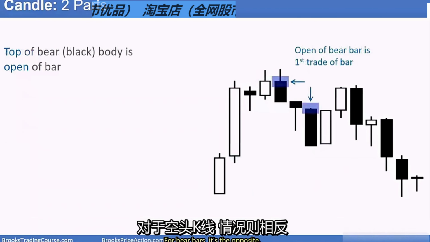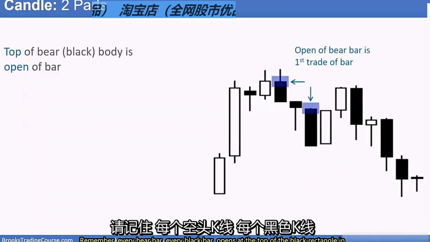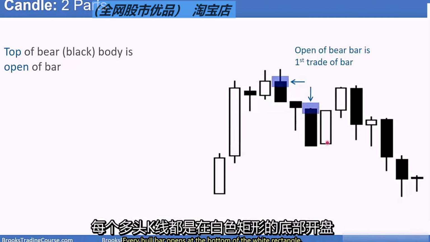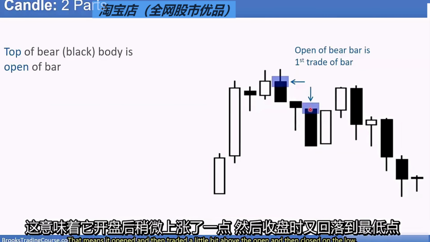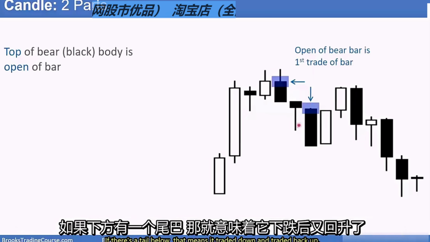For bear bars, it's the opposite. Remember, every bear bar, every black bar, opens at the top of the black rectangle, in contrast to a bull bar, where every bull bar opens at the bottom of the white rectangle. Here, there's only a very tiny tail on top of the bar. That means it opened and then traded a little bit above the open and then closed on the low. If there's a tail below, that means it traded down and traded back up.